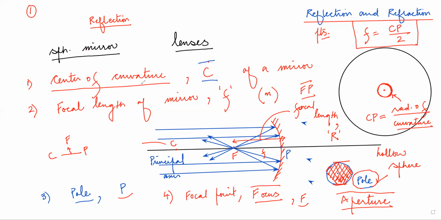Okay. One is center of curvature, center of the sphere from which we have taken out the spherical mirror. Focal length, what is focal length? Focal length can be measured in meter or centimeter. It is the point at which, can anyone say? See, these are all incident rays, IRs. These are coming from infinity.